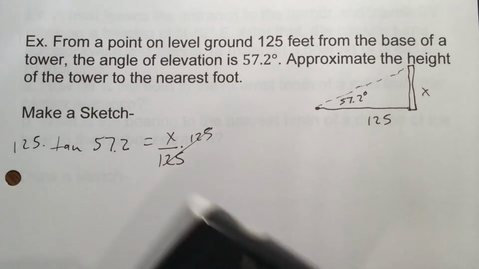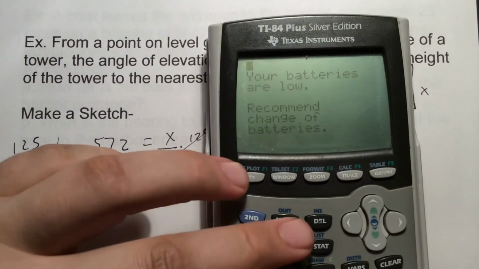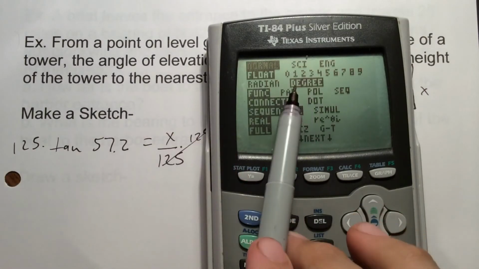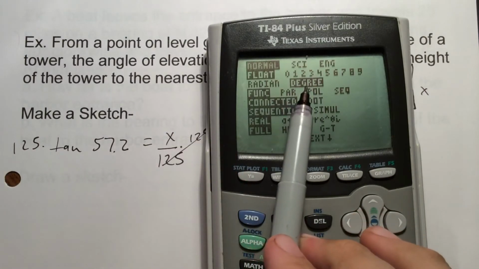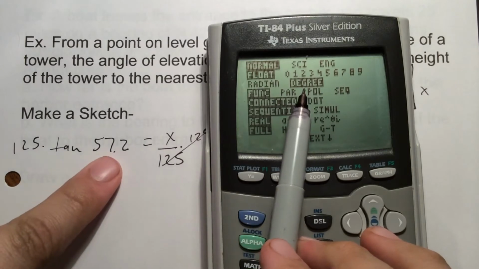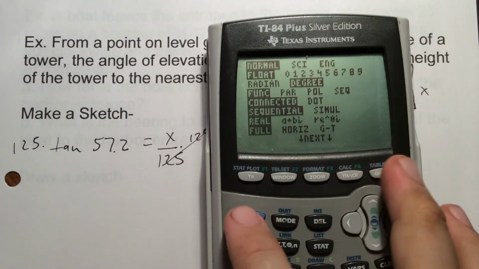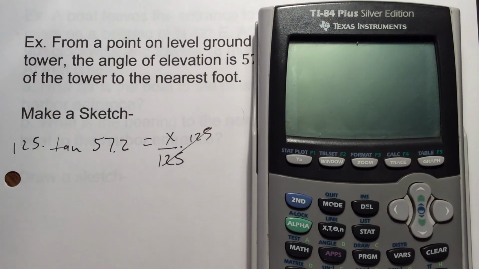Now, make sure when you're doing this, you go into mode first. Okay. Mine's in degrees. You want degrees to be highlighted because we're working with degrees here. Once you have that, go second quit. And we can put this in. 125 tan 57.2. Close your parenthesis. And we get 193.96. Which we're going to round up to 194.